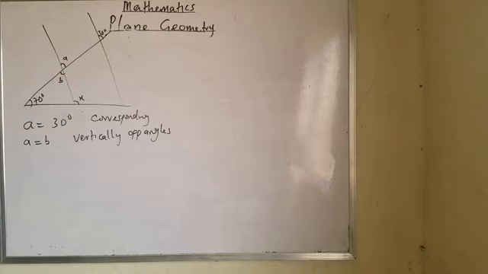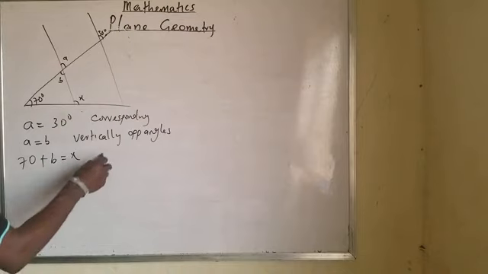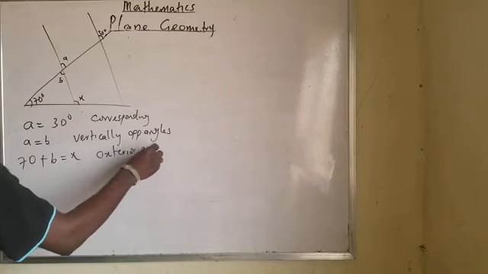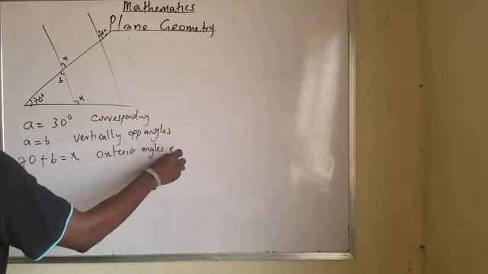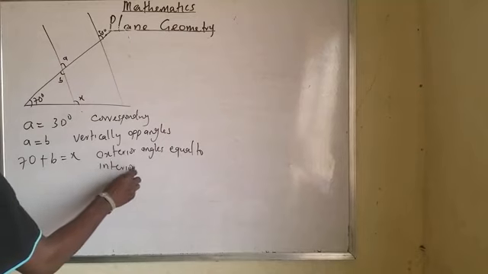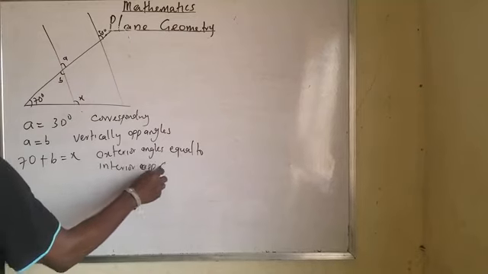Okay, what can I do here? Vertically opposite. I can say that 70 plus b equals x. Now it means the exterior angle equals the interior opposite angle.